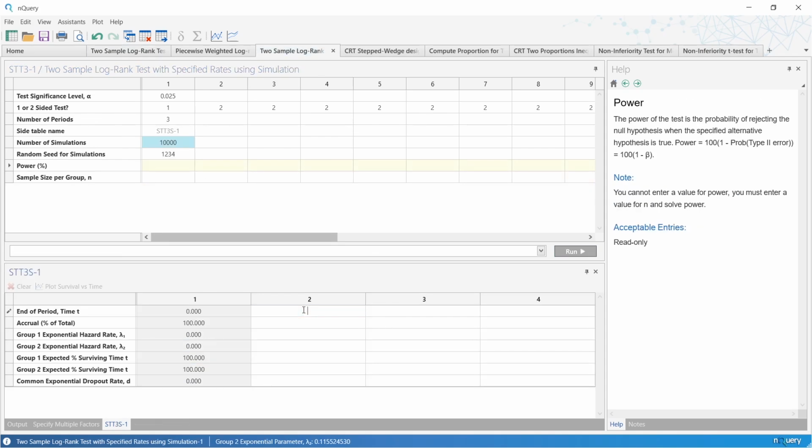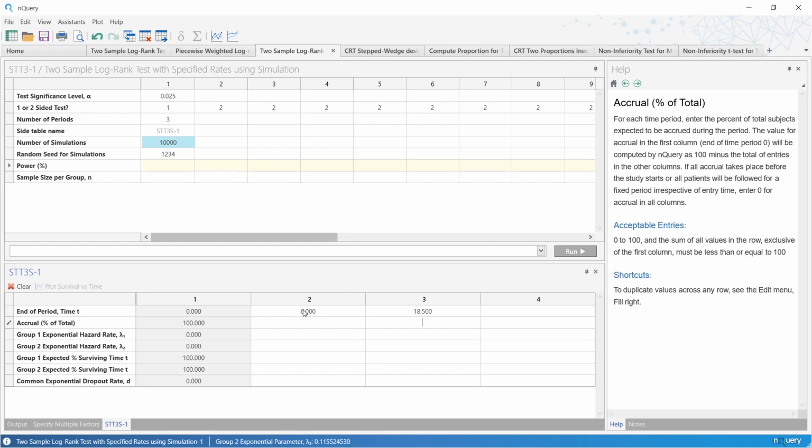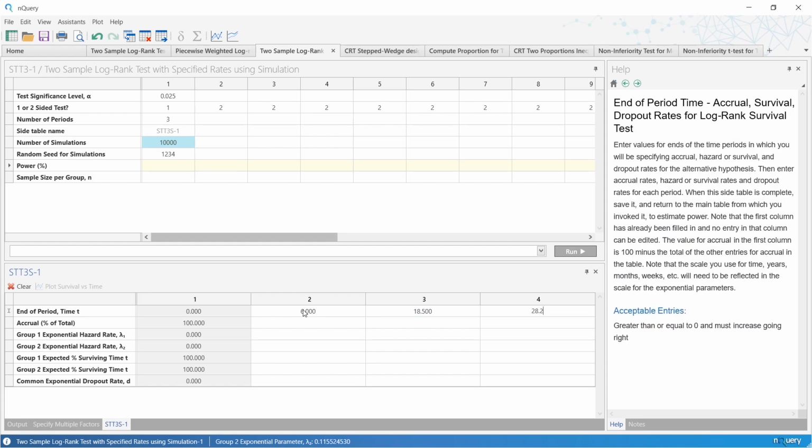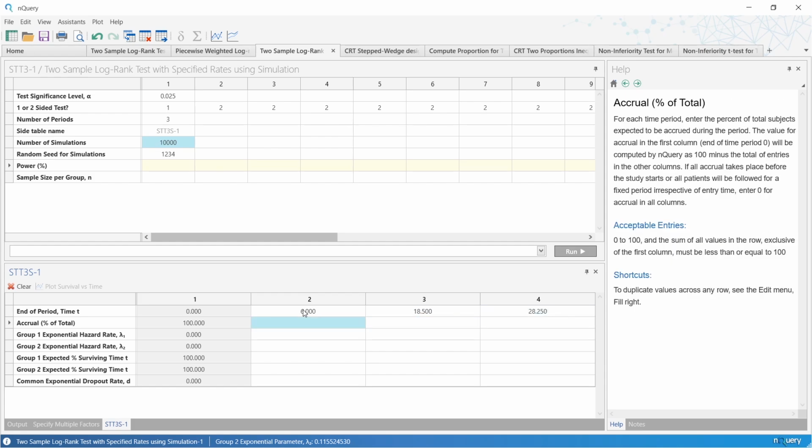So for the first 6 months, we'll set the end of time period 6 for column 2 here in the side table, 18.5 for here. This will just ensure that we have the same accrual period as previously, and then 28.25 for the end of the study. And then for the accrual, we're assuming constant accrual up until this point, so let's keep it that way. So 6 divided by 18.5 gives you around 0.324, so we'll give this as 32.4%, and then 67.6% for the second time, and then 0 accrual for this.